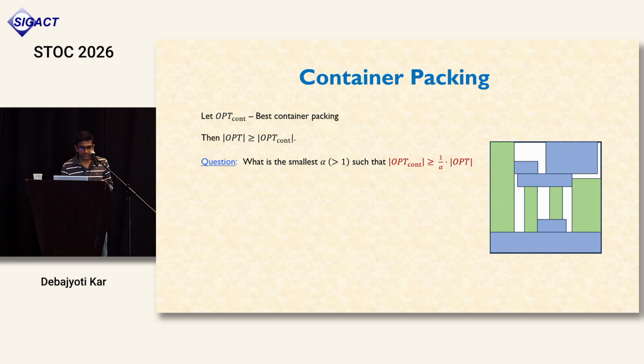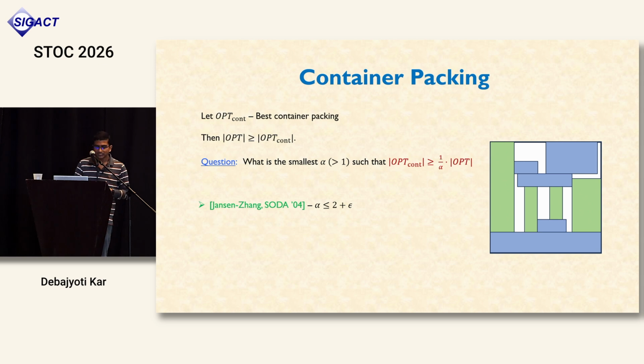That is, formally, if we let OPT_container denote the best container packing, that is the one that packs the maximum number of rectangles, then of course this is going to be a lower bound on OPT. And the question that we are interested in is, what is the smallest value of alpha such that the optimal container packing packs at least a 1/alpha fraction of the optimal number of rectangles. And because there is a PTAS to compute the best container packing, this alpha is going to be the approximation ratio of our algorithm.